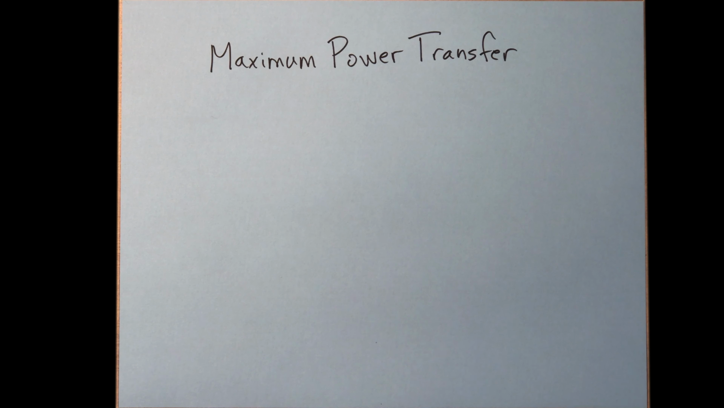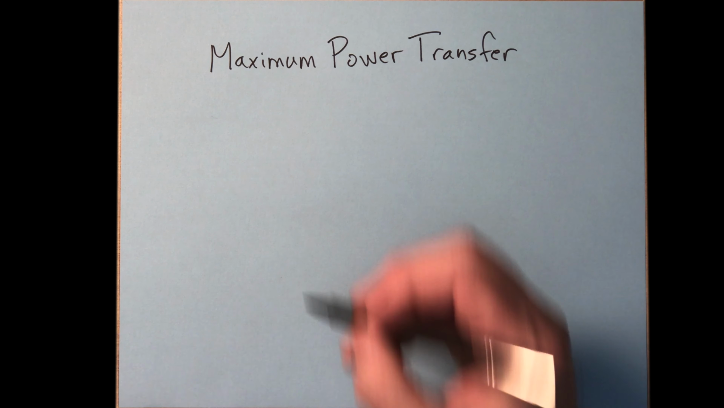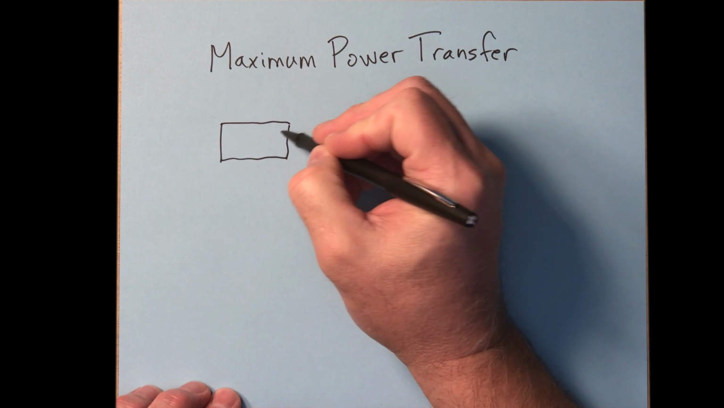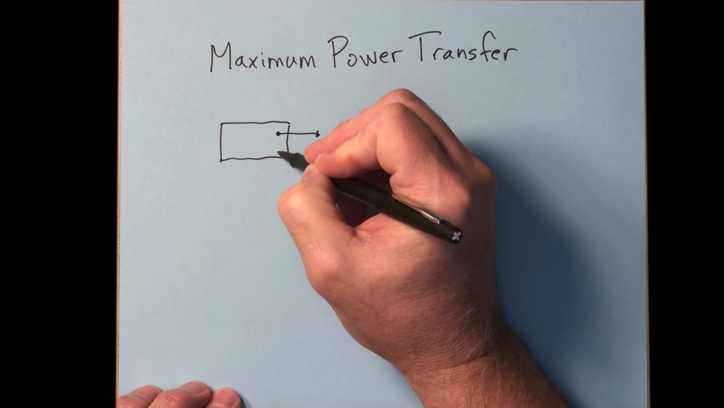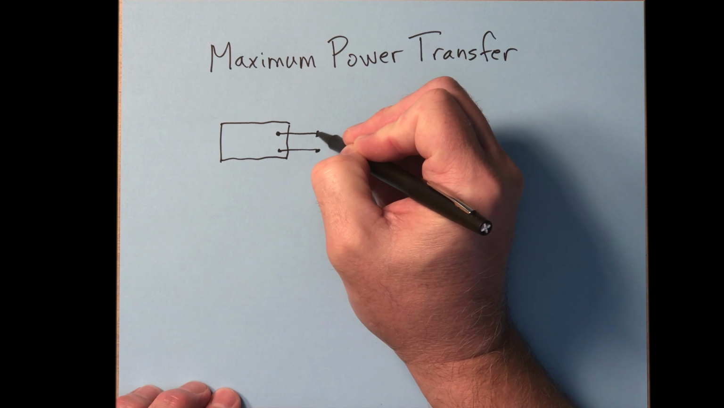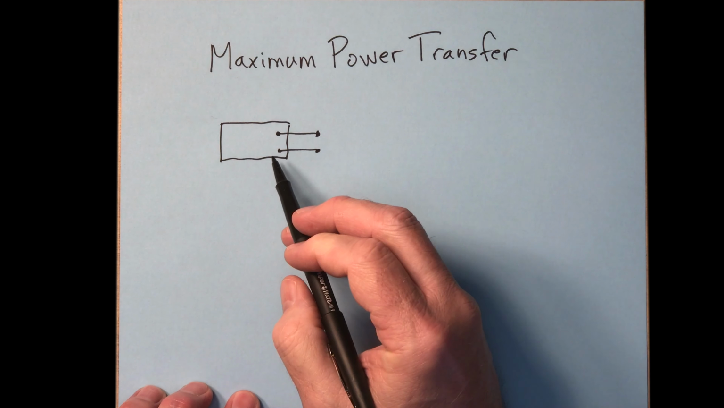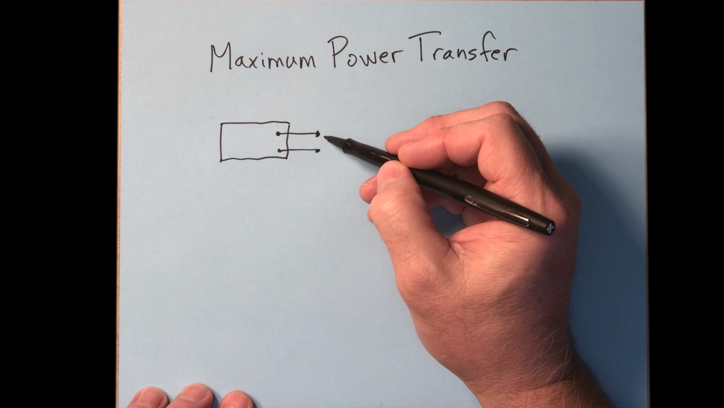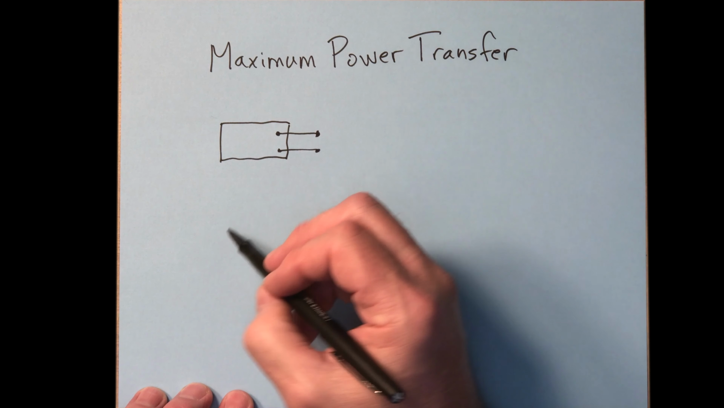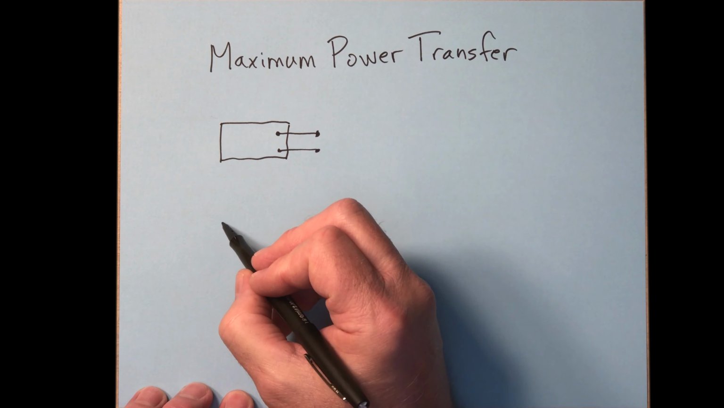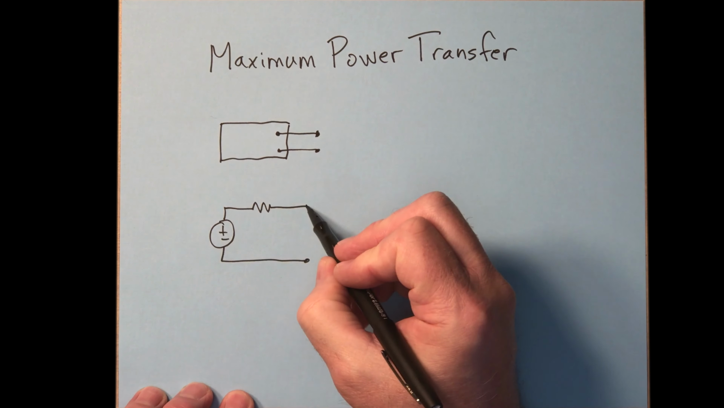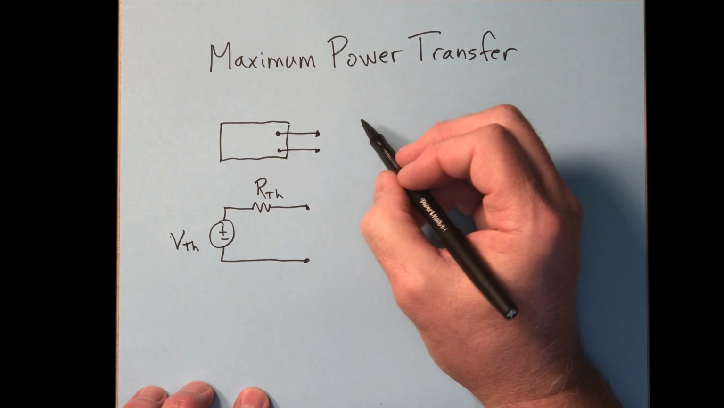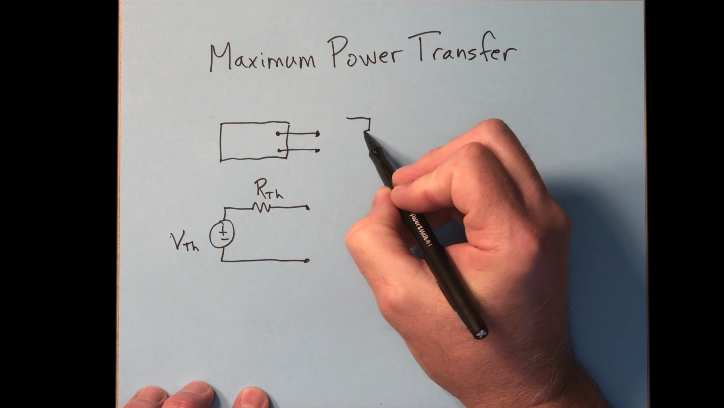a load. So let's say that we've got a fancy network, a resistive network here, which we'll draw as a black box. And that's it right there. Now you know that this fancy network, regardless of how complicated it is, can be simulated by a Thevenin equivalent that looks like that.